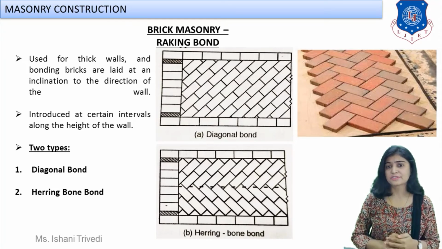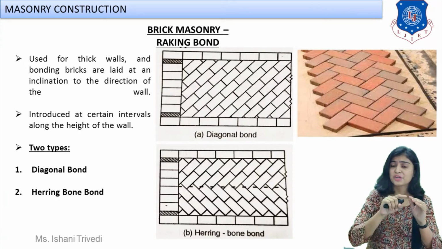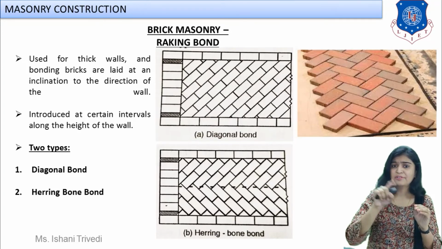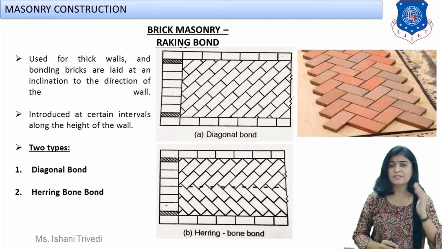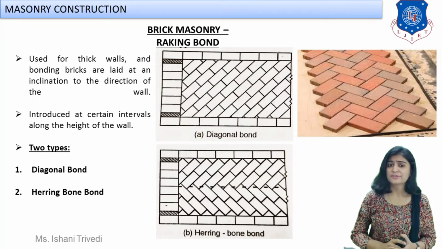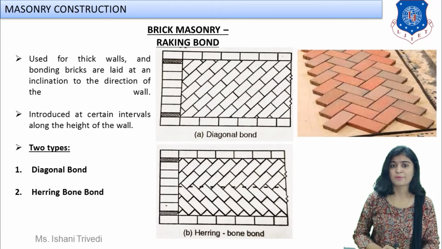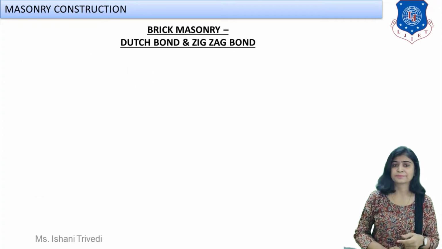Such kind of construction is known as herringbone bond. You are arranging the stretcher faces of the bricks such that they are at a 45 degree angle from the center horizontal reference line. For reference, an image is also shown over here. So this is an example of which type of bond? This is herringbone bond. So raking bond is divided into diagonal bond, and second, herringbone bond.